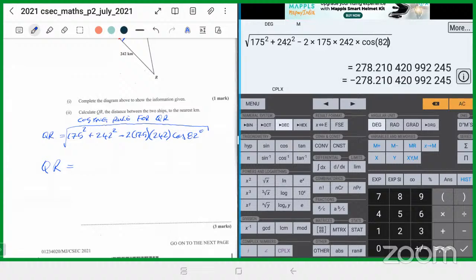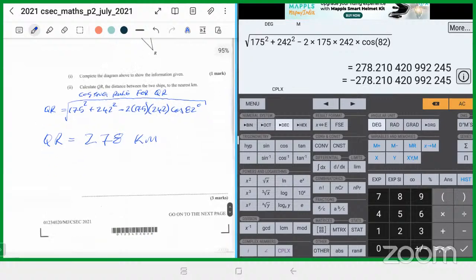So actually, instead of putting the brackets, you can put times. I'm getting 278 to the nearest kilometer. The nearest whole number, that is 278 kilometers, is that distance QR. Anything else? I usually want a bearing?